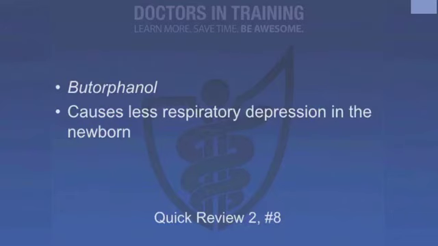Next question. A 25-year-old female is requiring pain control during labor. What mixed agonist-antagonist type opioid would be most appropriate and why? The drug is butorphanol. Butorphanol causes less respiratory depression in the newborn, so it has that advantage in patients who are in labor. Butorphanol can also be used intranasally to treat migraines.